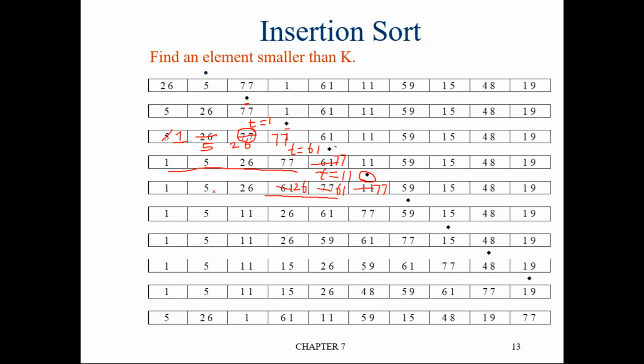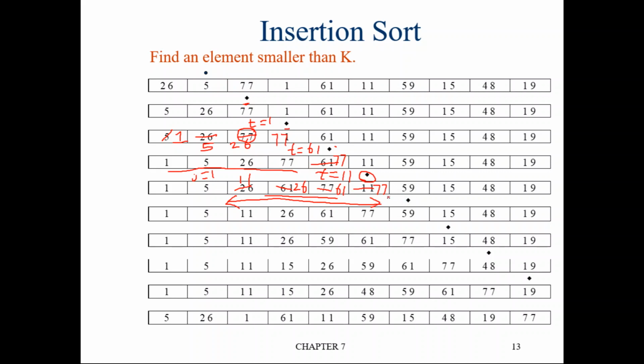Again when you compare 5 with 11, 5 is less than. So it will break the loop. It will break the loop and current location is 5, that is 1. That is j is equal to 1. So a of j plus 1, that is in the second location, this 11 will be copied. So 11 will come here. So that is what you got here, 11, 26, 61, 77.